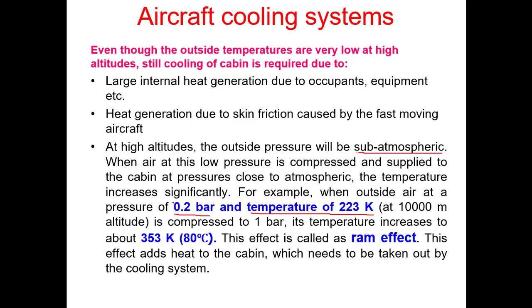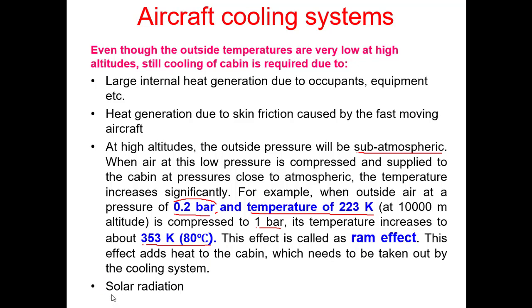that outside air, first of all, we need to compress up to 1 atmospheric pressure. Once we compress this up to 1 atmosphere, then the temperature will increase. Let's say at 1 bar, the temperature will become 350 Kelvin or 80 degrees C. So we cannot supply that 80 degrees C air to human beings. That's why we need to cool down that air. This is one of the sources. So a cooling system is required to cool down that air.